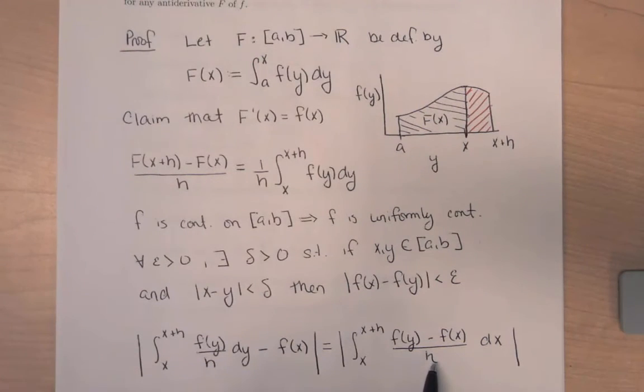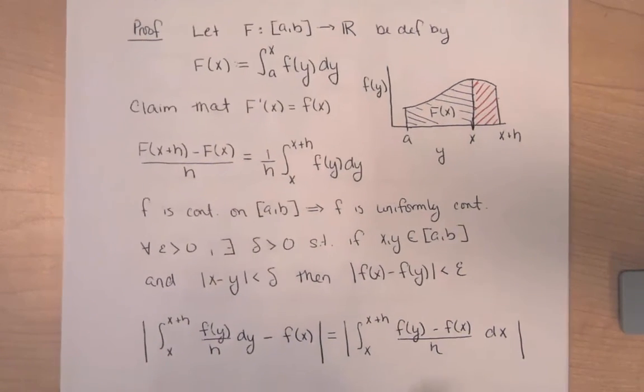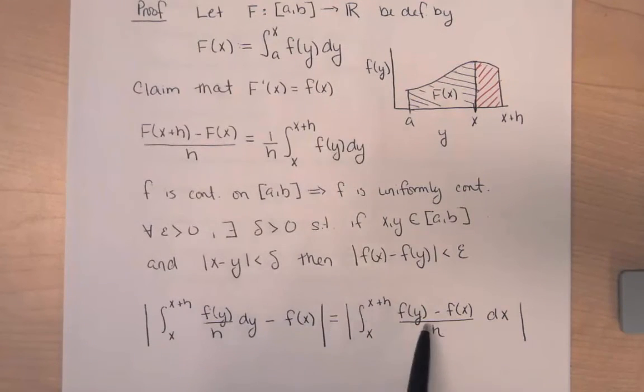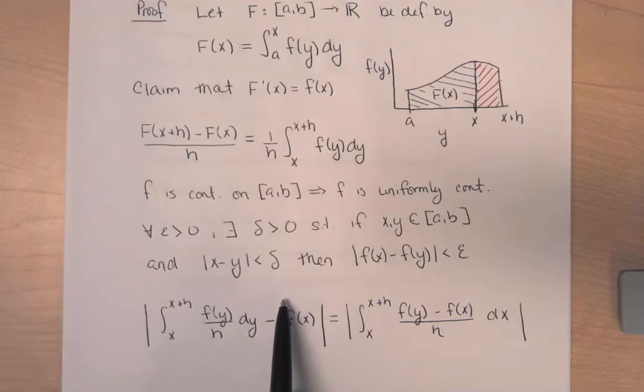I can write this. Now let's just stop a second and make sure that we understand why I'm allowed to write this equality. Well, this is constant. So if I were to integrate this constant from x to x plus h, the area under the curve, because it's not a function of y, would just be exactly the area of a rectangle. It would be f of x times h. So if I were to take that integral and divide by h, I would just get f of x, and that's why this is equal to that.